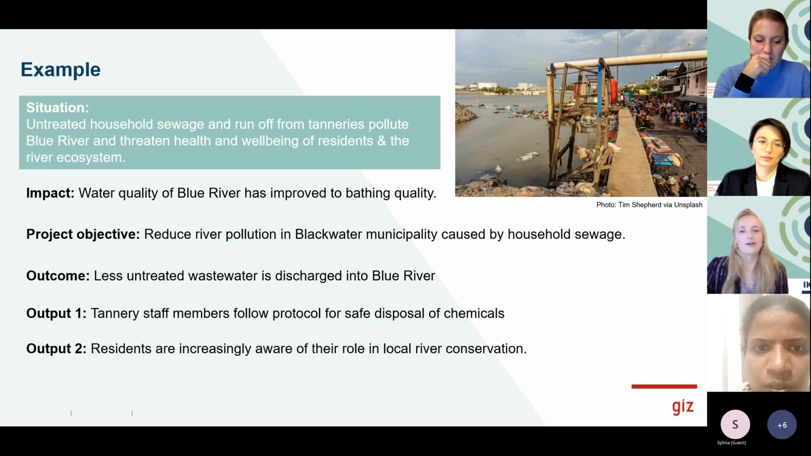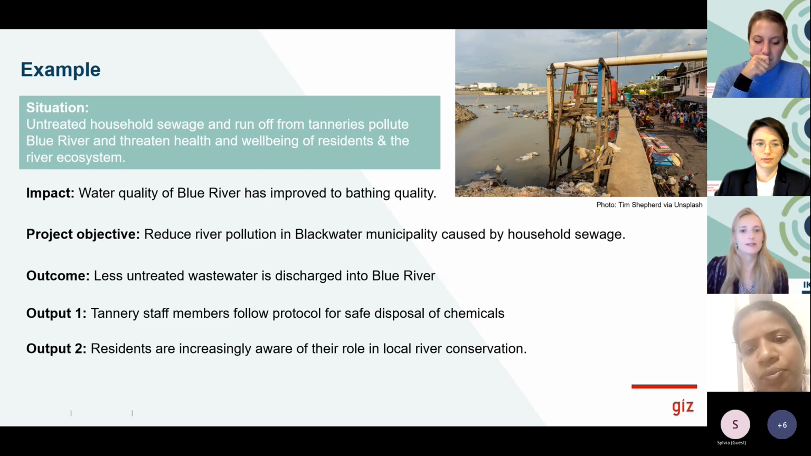Our imaginative organization works towards river and water conservation in Mud District. In the research project, we already found out that the highest load of household pollution is discharged in Blackwater municipality due to an inefficient treatment plant and poor practices at household level. So what would be the long-term result we would like to see achieved, the impact level? It might be something like the water quality of Blue River has improved to bathing quality.